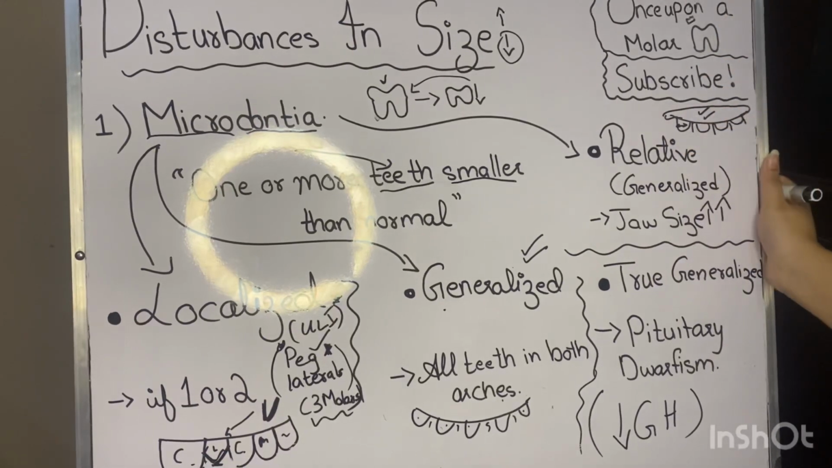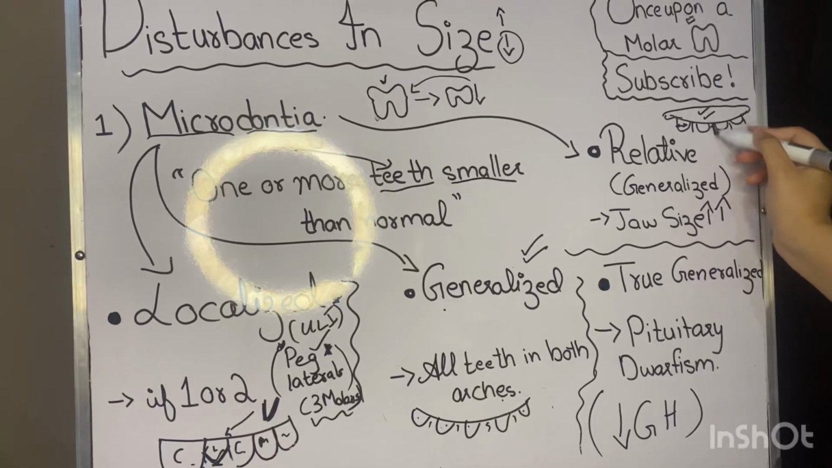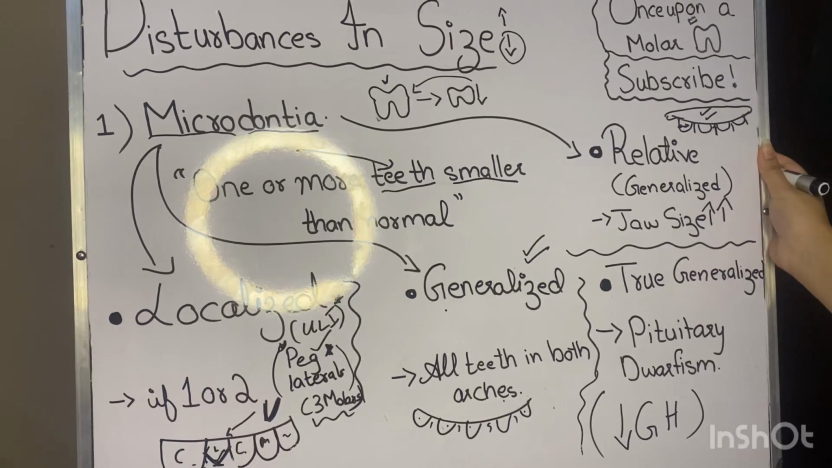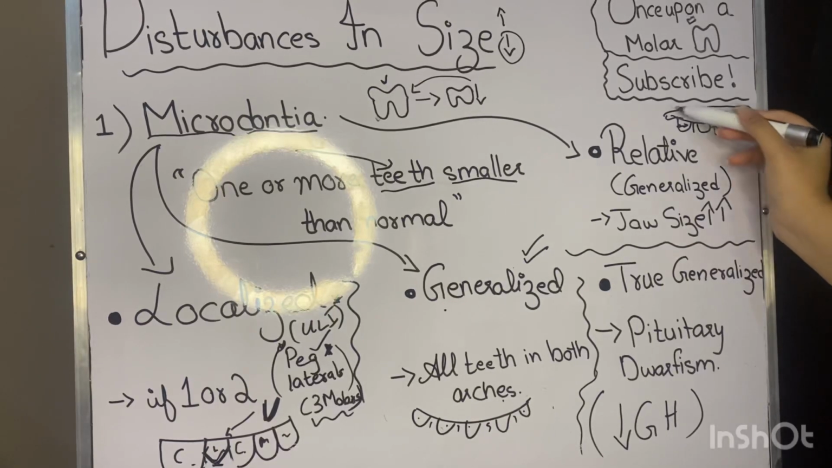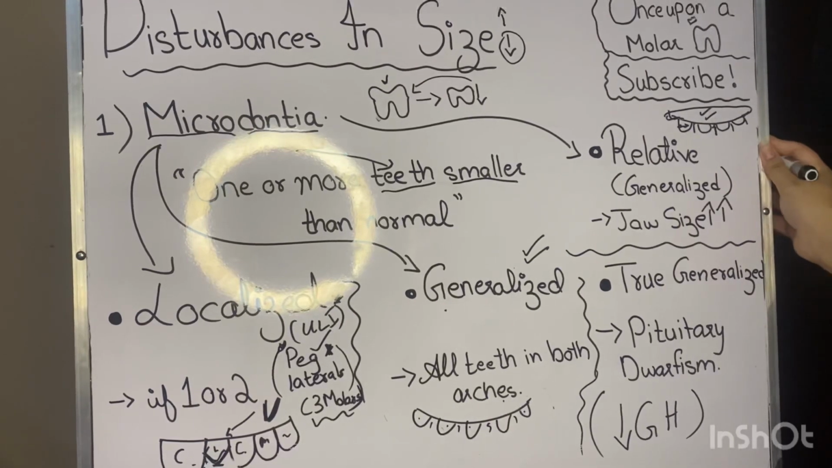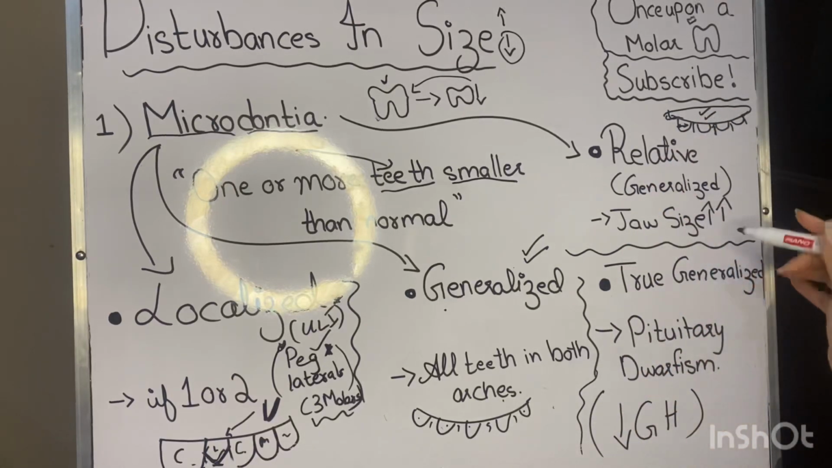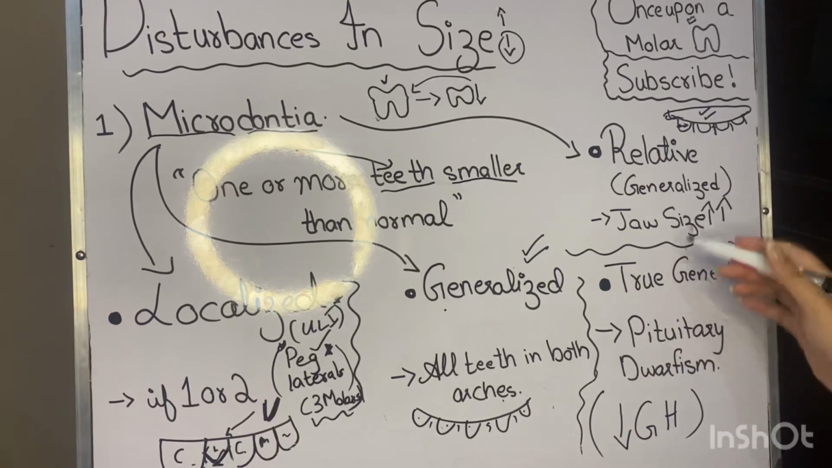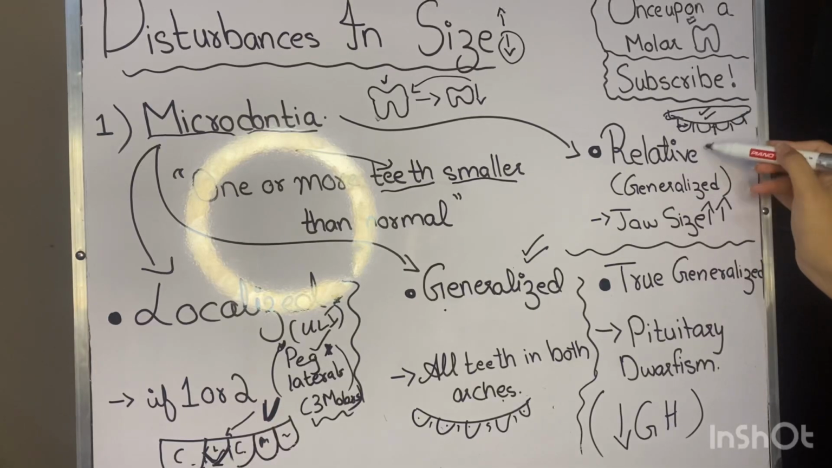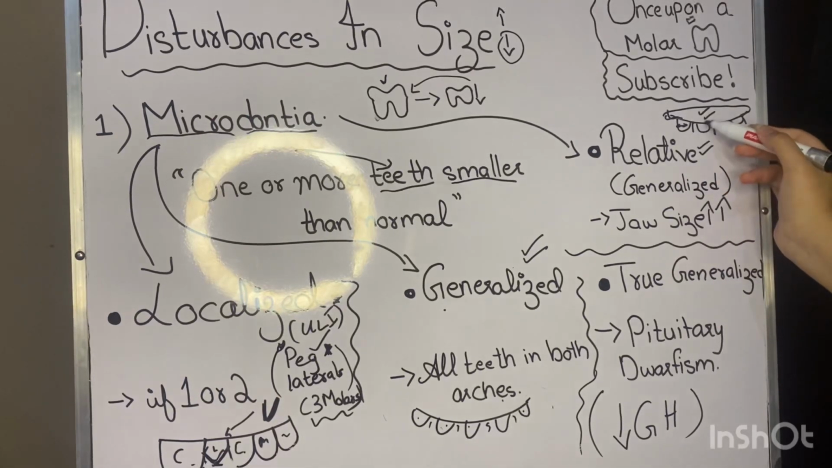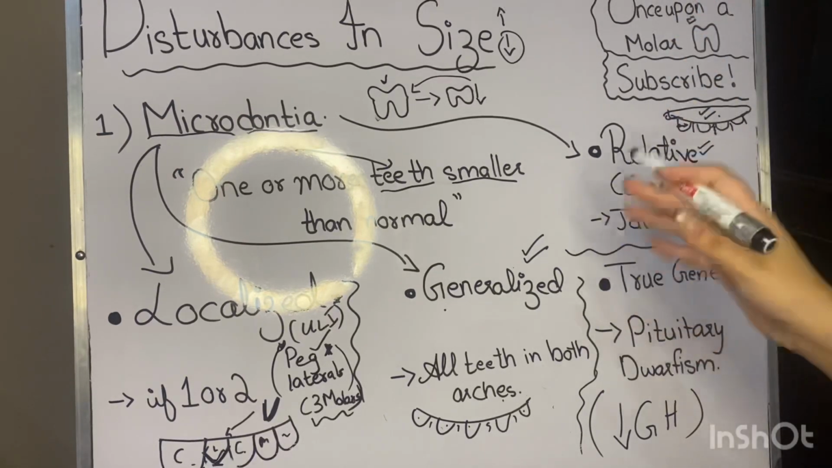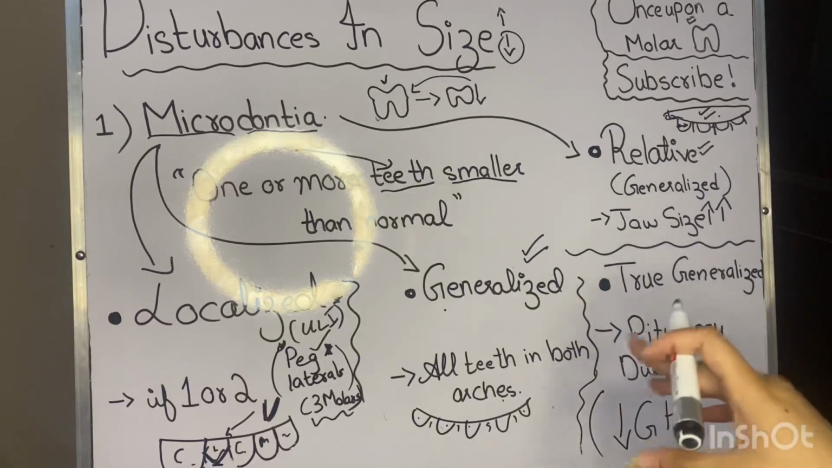There could be spacing in the anterior teeth, there could be spacing up front here, and the patient's probably complaining that my teeth are small, but the actual problem is that the jaw is bigger, and the patient doesn't usually realize that. And then you have to tell them that this is the actual problem and the treatment modalities are different. But just remember that in the relative type, there is a discrepancy or increase in the size of the jaw, which is larger, and the teeth are of normal size, okay?